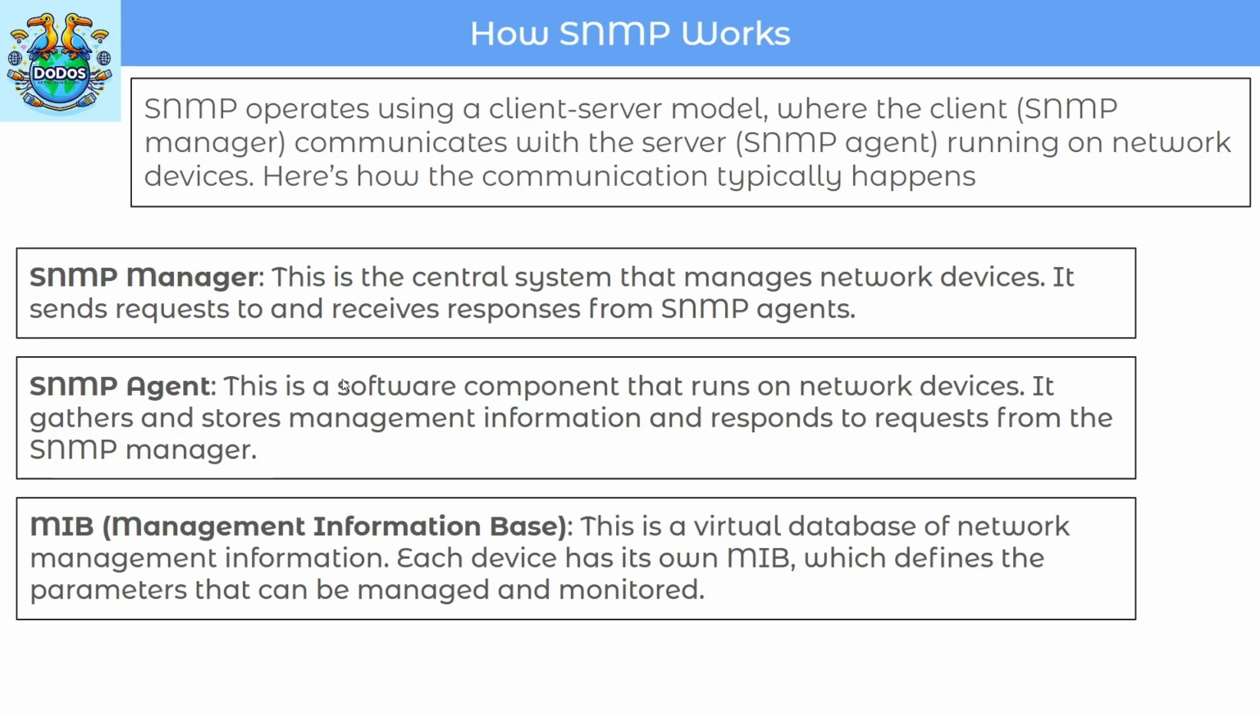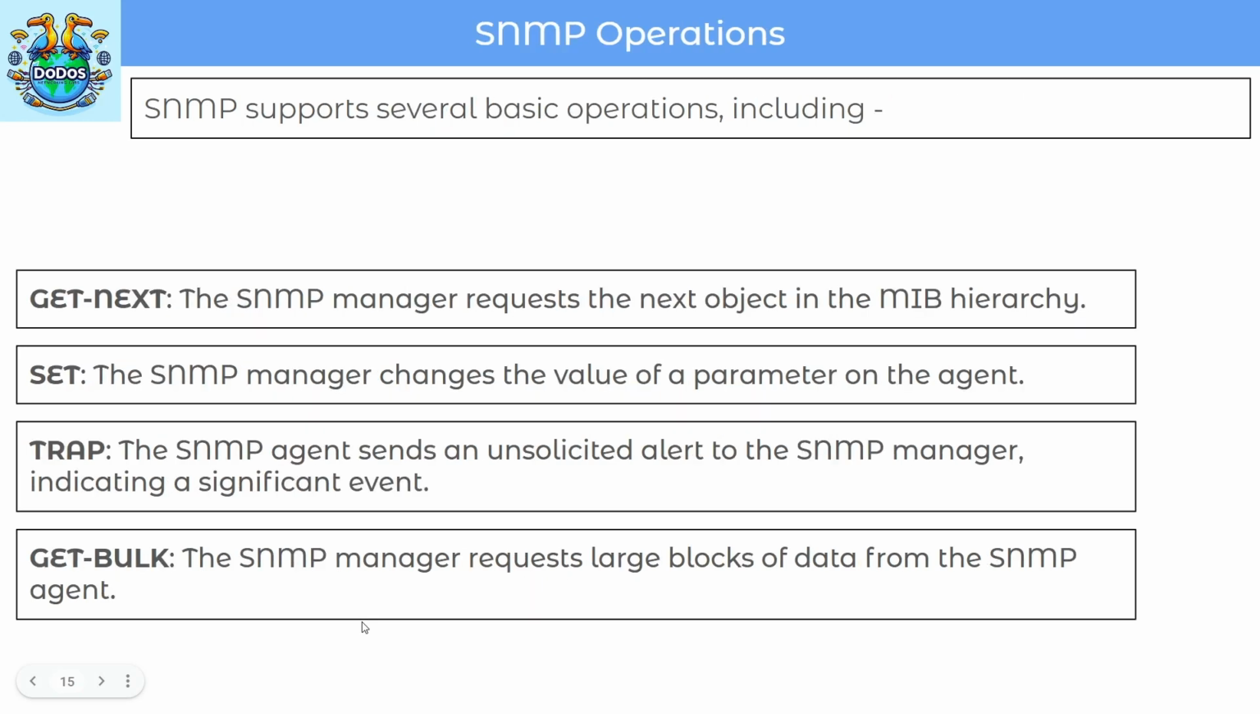SNMP agent. So what is it? It is a software component that runs on network devices. It gathers and stores management information and responds to requests from the SNMP manager. Then there's MIB, which is management information base. This is a virtual database of network management information. Each device has its own MIB, which defines the parameters that can be managed or monitored.